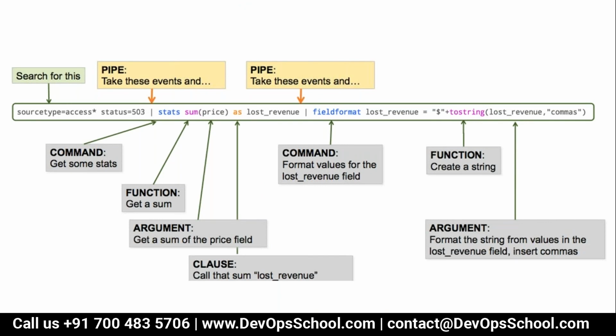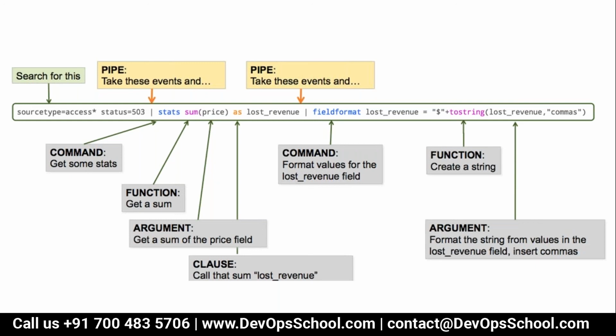Here, the source type which we are searching is anything starting with access_*. That's a wildcard which you have used. That is called the search terms. That means searching in that particular source type, and you're searching one field called status equal to 503. That is something which you are trying to search.